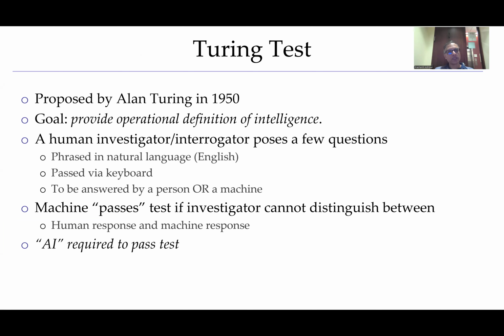And the machine is considered to pass the Turing test if the investigator cannot distinguish between them, right? Meaning that they cannot distinguish between a human response and a machine response, right? And a machine is determined to have AI, artificial intelligence, if it passes this test, right?